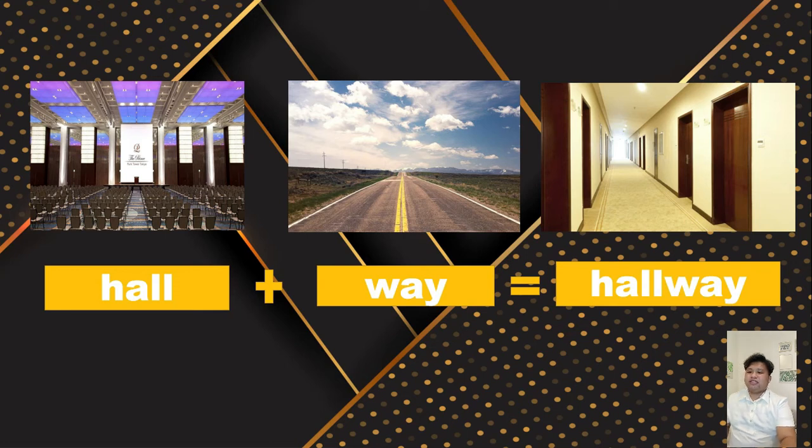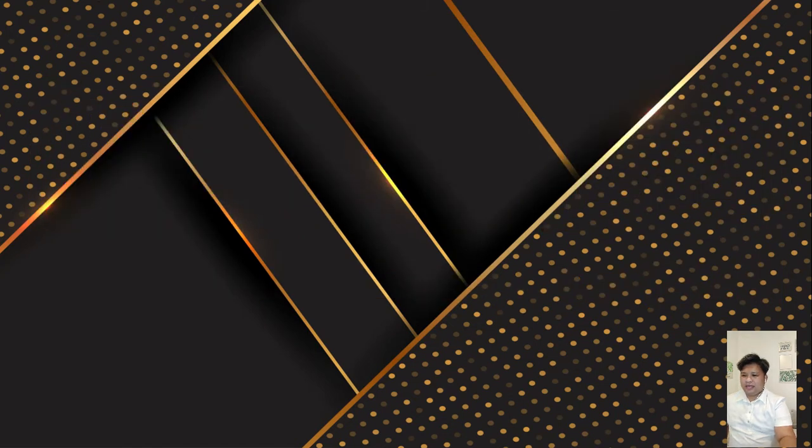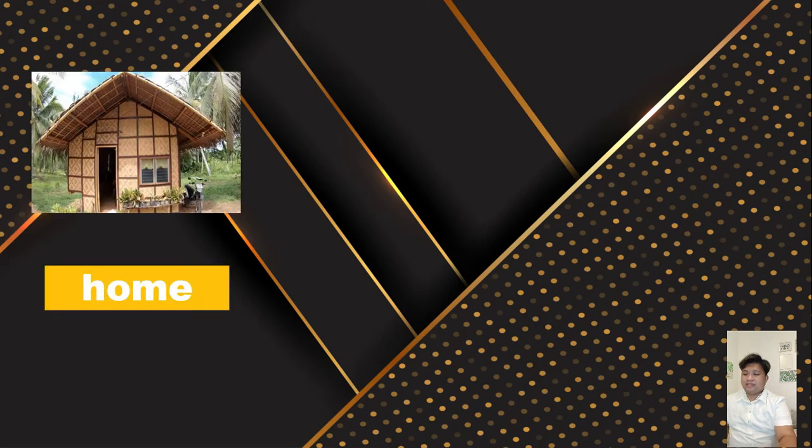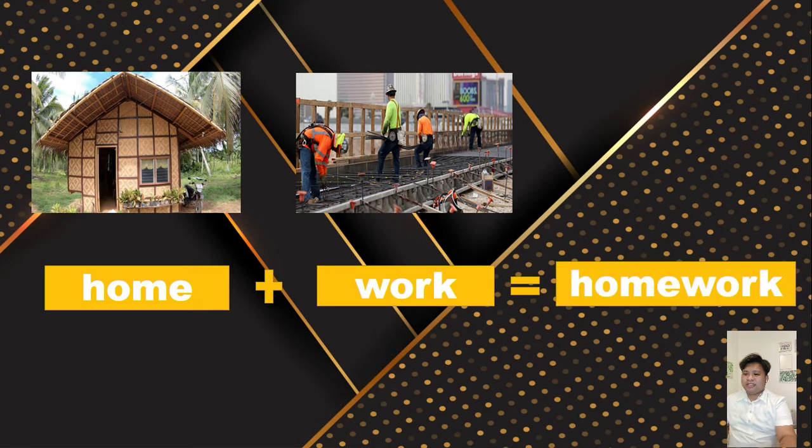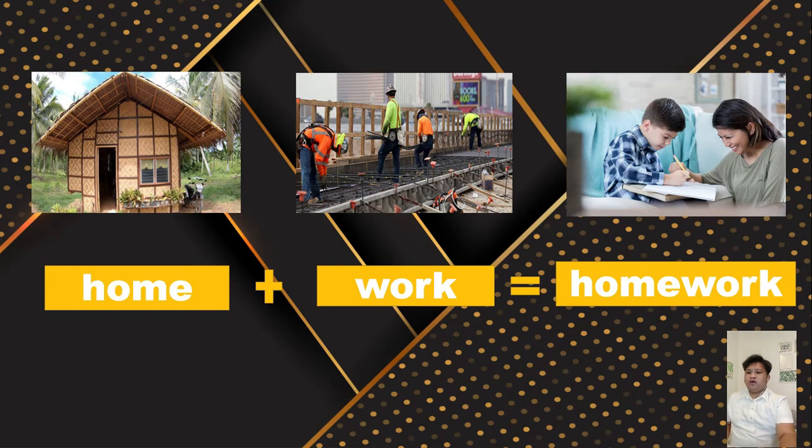Now let's check our second compound word, which is homework. Homework is a combination of home, that's a home, and work, that's work. If we combine them together, it becomes homework. Now, this is a picture of homework. They are not the same.